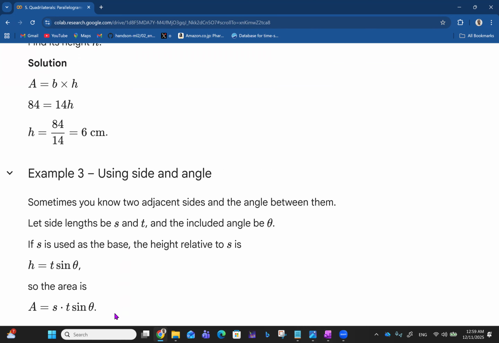Now, what if you want to use side and angle for this? Sometimes you know two adjacent sides and the angle between them. So let the side lengths be S and T, and the included angle be theta. If S is used as the base, then the height relative to S, H, is T sine theta, right? So S is the base.